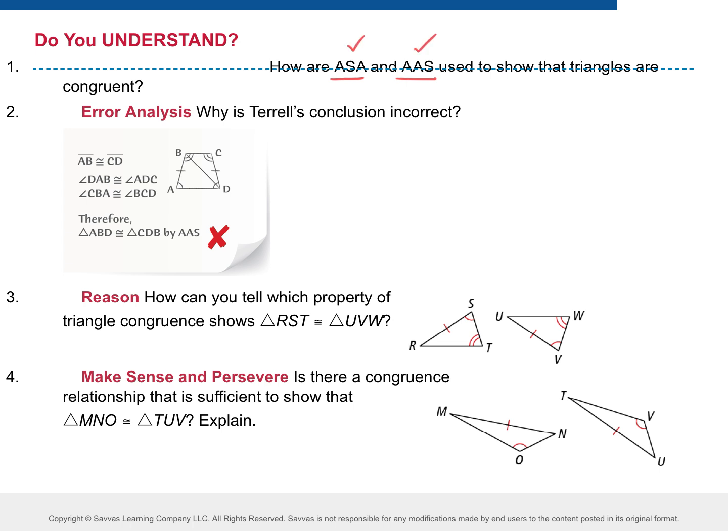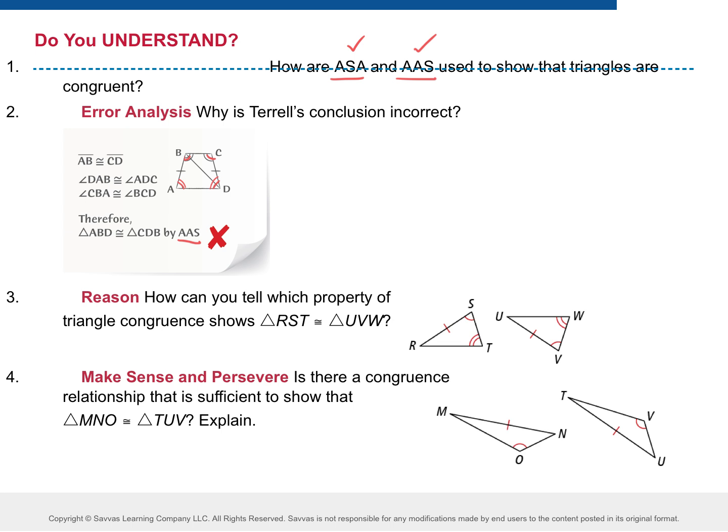Okay? On number 2, he's saying that, first of all, what kind of shape is this one right here? It is a trapezoid. So he's saying B and C are congruent and A and D are congruent. So he's saying that therefore those two triangles are congruent by angle, angle, side.